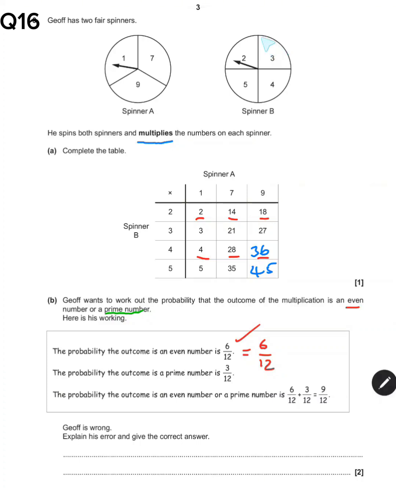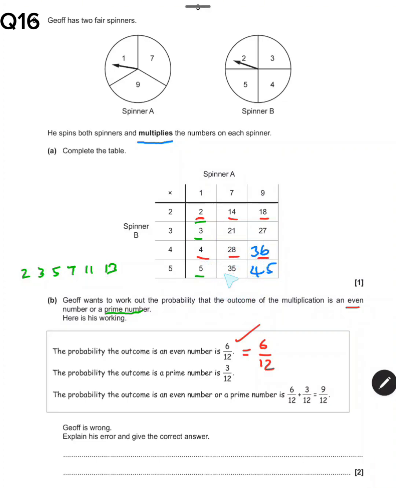If we move on and look at the prime numbers, well, prime numbers you just need to be aware of. They are 2, 3, 5, 7, 11. Anything that you will struggle to divide in your head usually is a prime number. Basically, they only divide exactly by one and themselves. So I'm just going to identify my prime numbers. There's a prime. Prime.